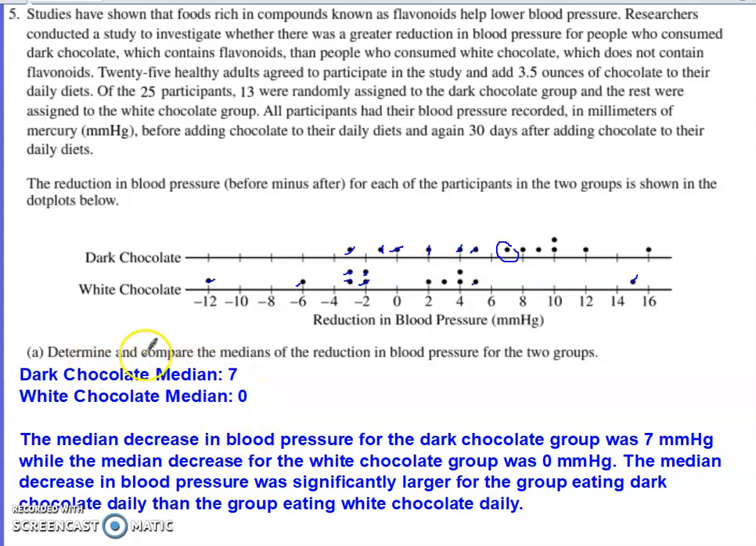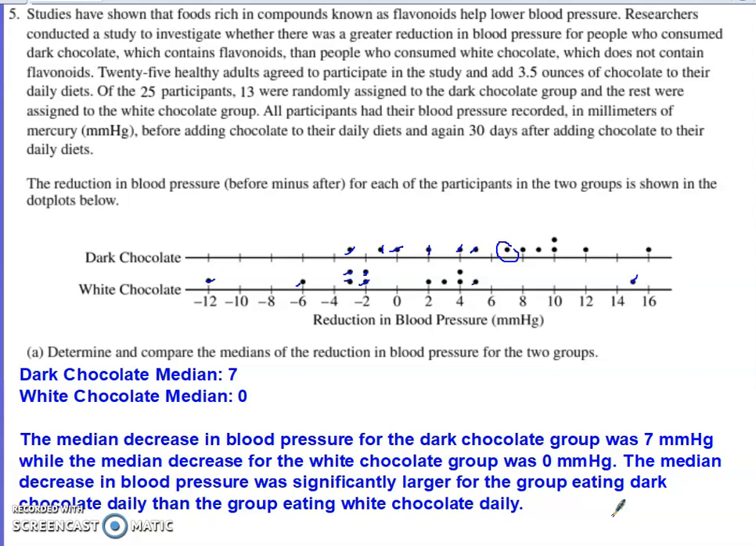Now we are asked to not only determine them, but also compare them. So when I compare them, I definitely have to do this in context. Anytime you're asked to describe or compare in an FRQ on the stats exam, it's almost always the case that one of the requirements in order for you to receive the most possible points for the problem is that you responded in context. So you definitely see me talking about the median decrease in blood pressure for dark chocolate was 7, and I also included the units there, while the median decrease for white chocolate was 0. Median decrease in blood pressure was significantly larger for the group eating dark chocolate daily than the group eating white chocolate daily.